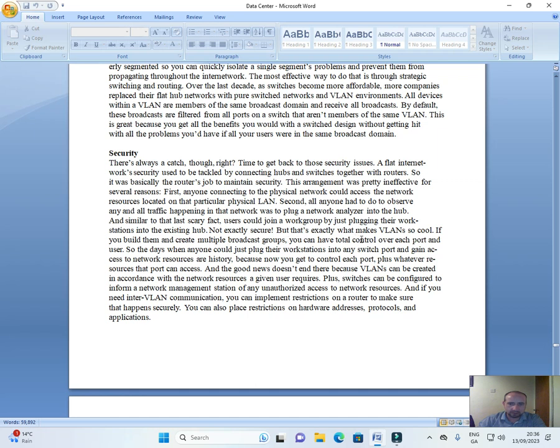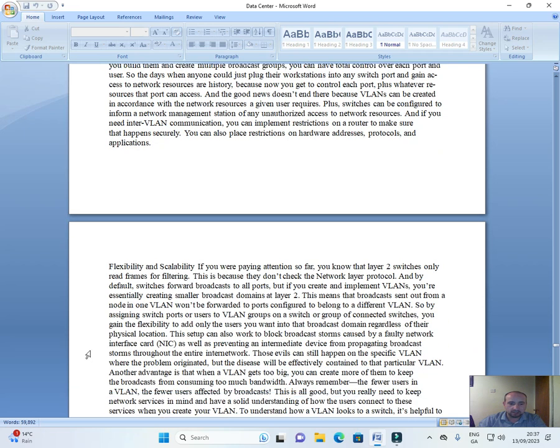Not exactly secure, but that's exactly what makes VLANs so cool. If you build them and create multiple broadcast groups, you have total control over each port and user. So the days when anyone could just plug their workstations into any switch port and gain access to network resources are history, because you now get to control each port plus whatever resources that port can access. And the good news doesn't end there, because VLANs can be created in accordance with network resources a given user requires, plus switches can be configured to inform a network management station of any unauthorized access to network resources, and if you need inter-VLAN communication, you can implement restrictions on a router to make sure that happens securely. You can also place restrictions on hardware addresses, protocols, and applications.